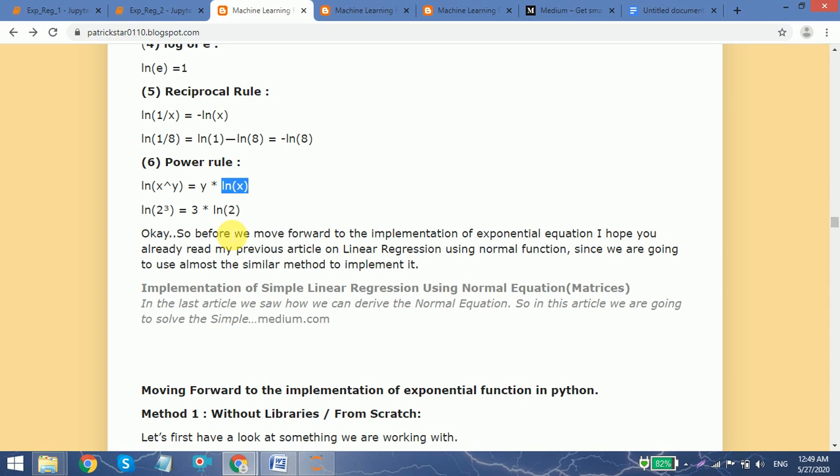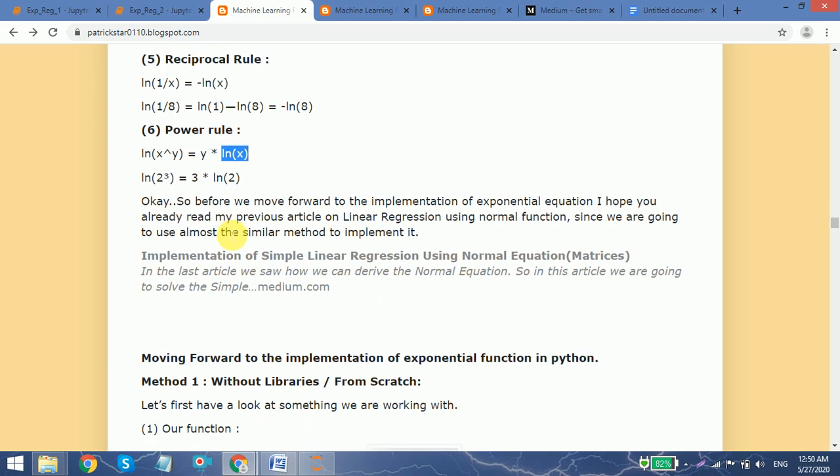Before we move forward to the implementation of the exponential equation, I hope you already read my previous article, or have already watched my previous video on linear regression using the normal function, since we are going to use almost a similar method to implement it. If you haven't watched that video, I'm going to put the link in the description. That is a very easy method, and we can perform our operations fast when we have a low amount of data points. I very much recommend that you take a look at that video first.